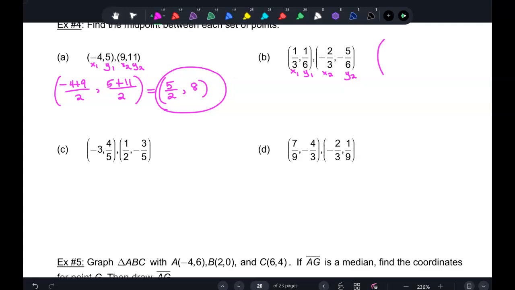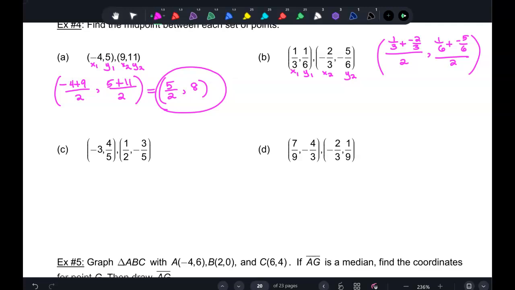This time I have 1/3 plus a negative 2/3 divided by 2, and I have 1/6 plus a negative 5/6 also divided by 2. If you remember, we did some complex fractions a while back. The reason is you need to be able to find the midpoint when there are fractions involved. Now, this next one, I conveniently gave you numbers that already had the same denominator.